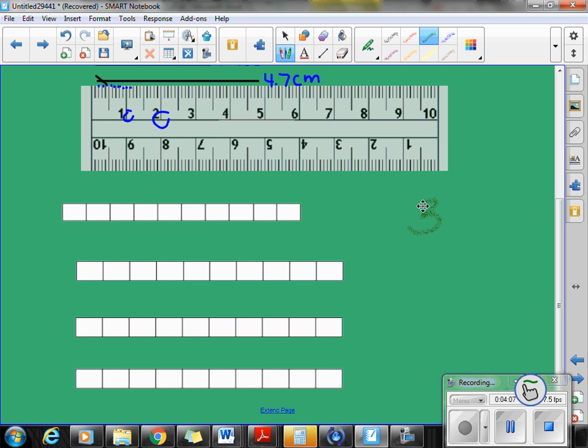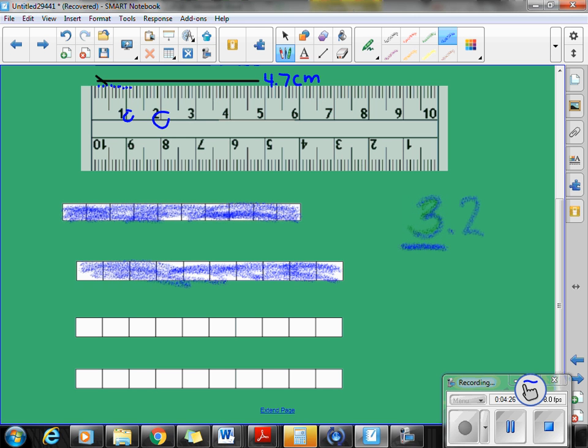And I'll write it down here. 3, oh, that was not a good color. 3 and 2 tenths, okay? And so that means that I should have 3 whole things colored in. So I'm going to color this whole thing in. That's 1, 2. So now I have 3 whole units or whole tape diagrams colored in.